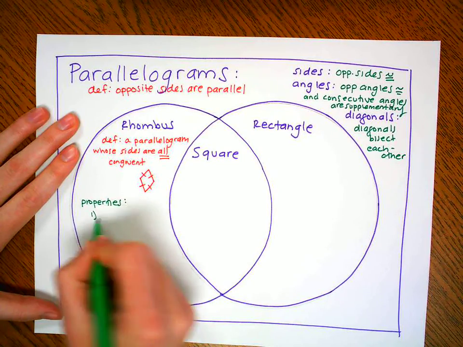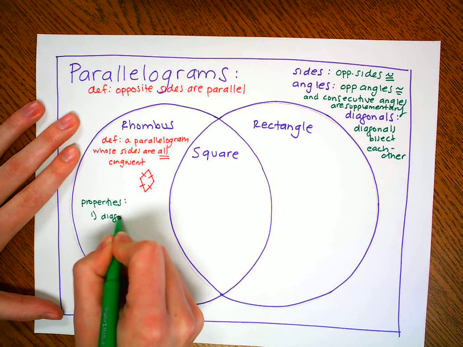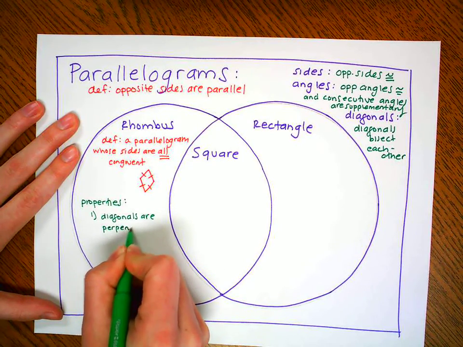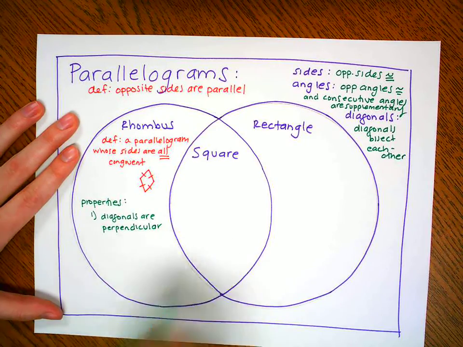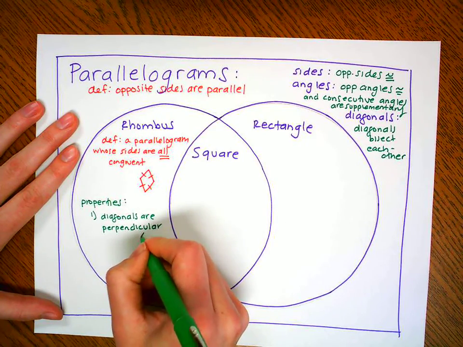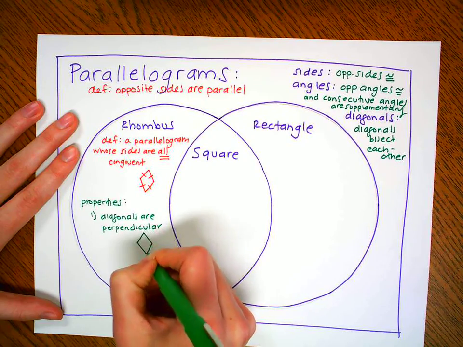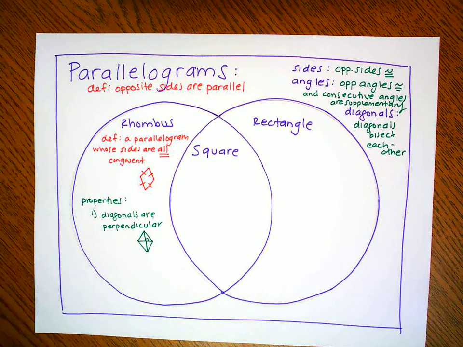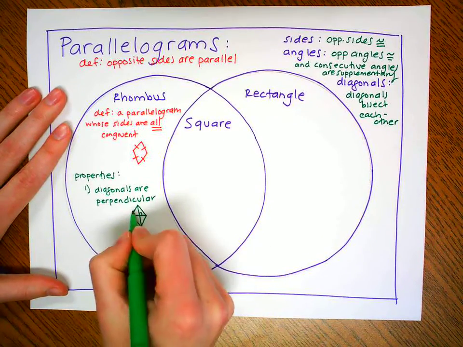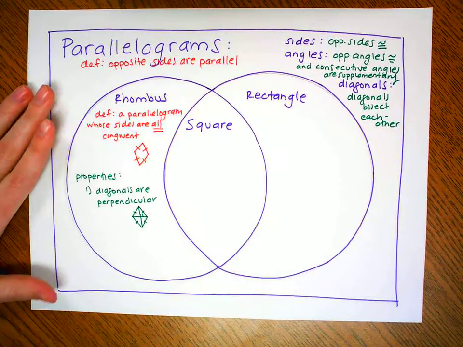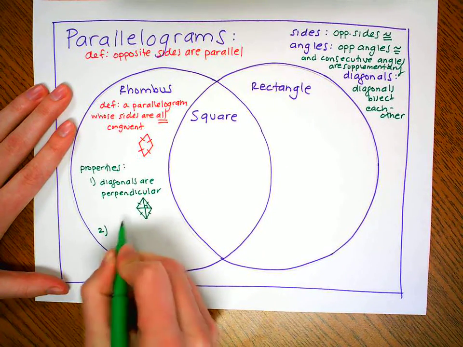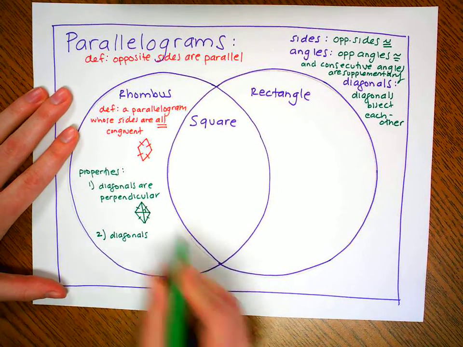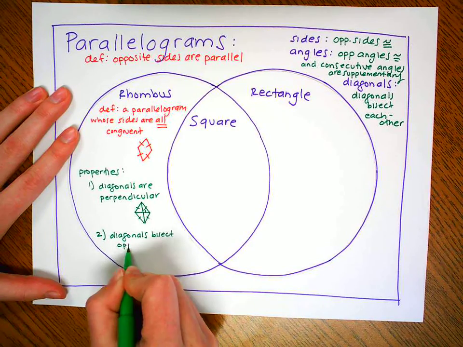The first is that for a rhombus, its diagonals are perpendicular. So if I were to draw a new rhombus really fast, there's my diagonals. My diagonals are now perpendicular. Okay? Since it's a rhombus, all four of its sides are the same. Okay, my second new property is that diagonals bisect opposite angles.